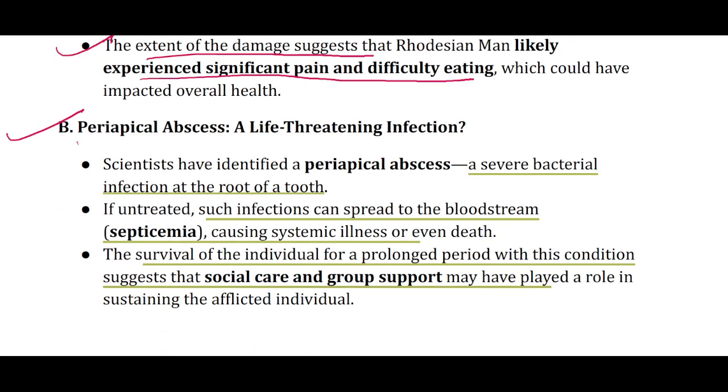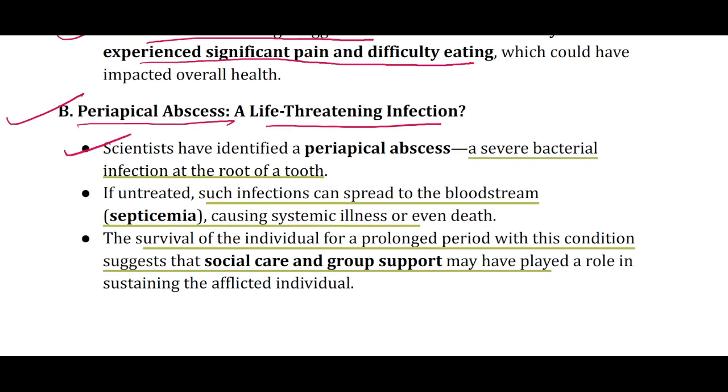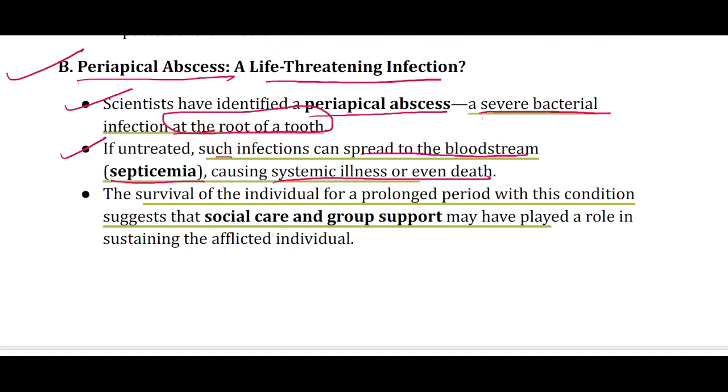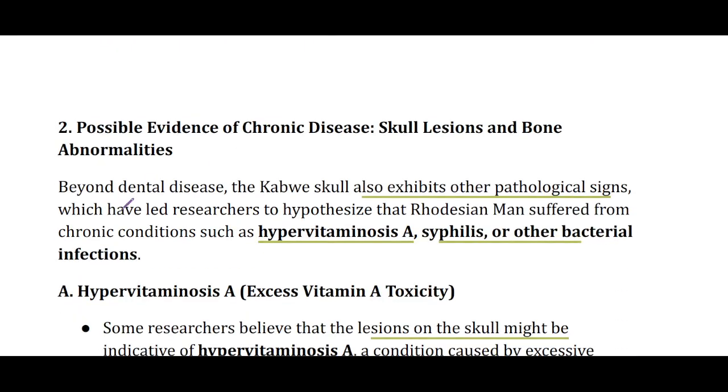Now the second, periapical abscess, a life-threatening infection. Scientists have identified a periapical abscess, a severe bacterial infection at the root of a tooth. If untreated, such infection can spread to the bloodstream, cause septicemia, causing severe illness and even death. So the survival of the individual for a prolonged period with this condition suggests social care and group support. They may have played a role in sustaining the afflicted individual.